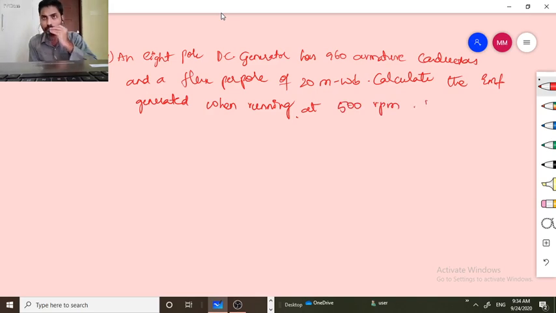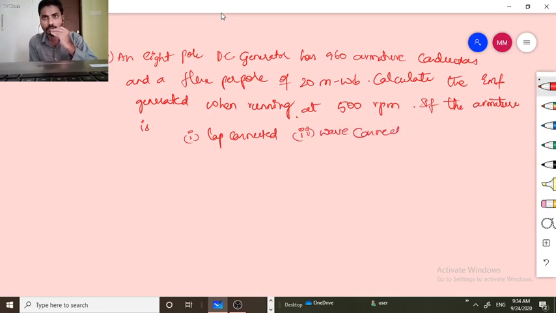if this armature is first lap connected and second wave connected. So we need to calculate here. This is the given problem. So we want to calculate the EMF generated. This is the problem given to you, so we need to find out.